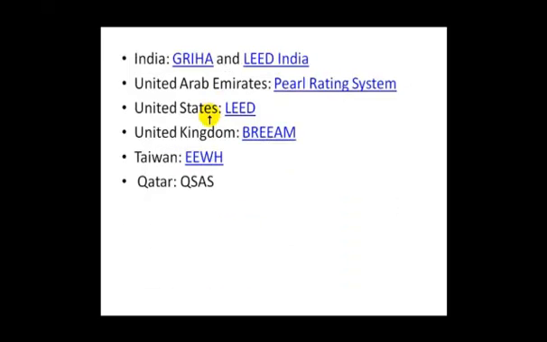So many rating systems are country specific. The most popular international rating systems are LEED, which is from US Green Building Council, and BREEAM, which is from UK. BREEAM stands for Building Research Establishment Environmental Assessment Method. So these are the two internationally recognized green building rating systems.